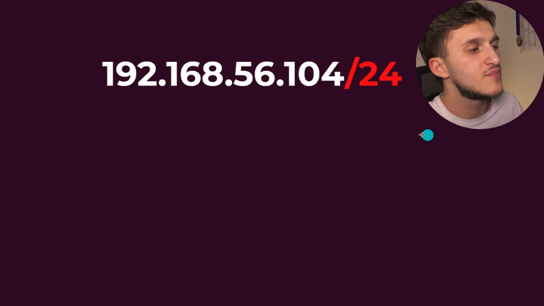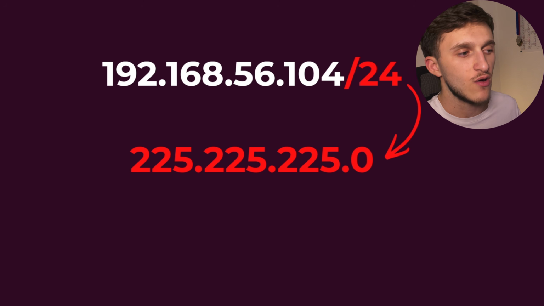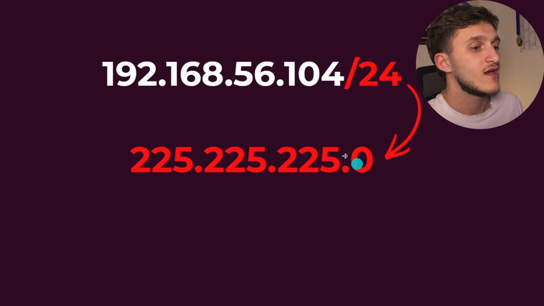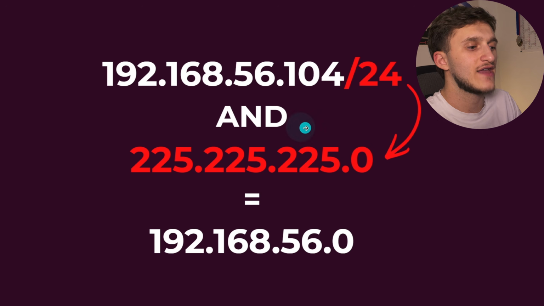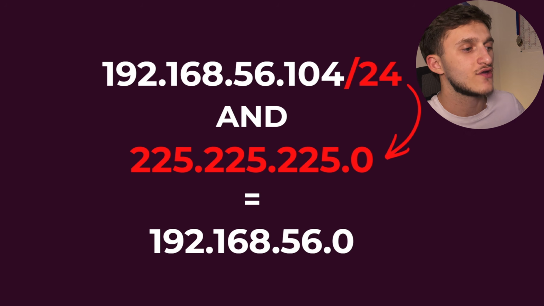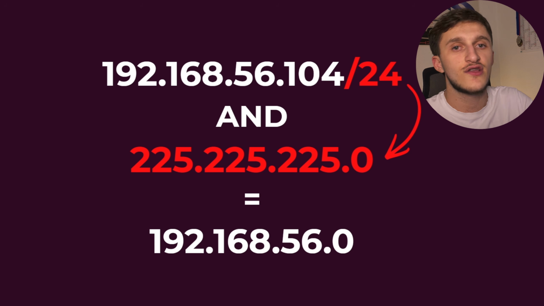And we can rewrite our prefix directly into our subnet mask, which we need, 255.255.255.0. And then we can combine our IP and the subnet mask using the AND operator. With basic subnetting, we get our network ID, 192.168.56.0. And I just explained it super simply. If you want me to go deeper into subnetting and IP addressing, comment down below. I'll gladly do it, but that's a whole other video.